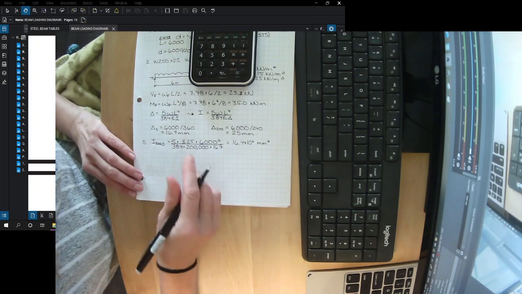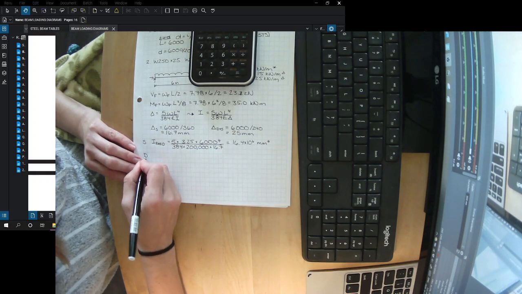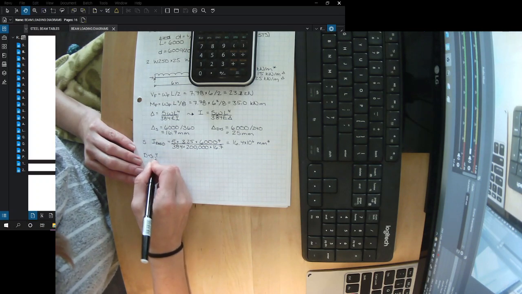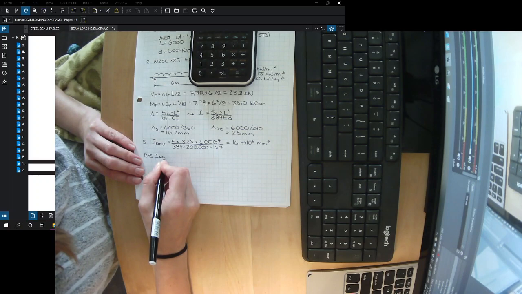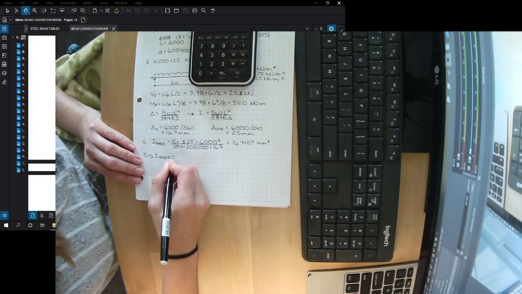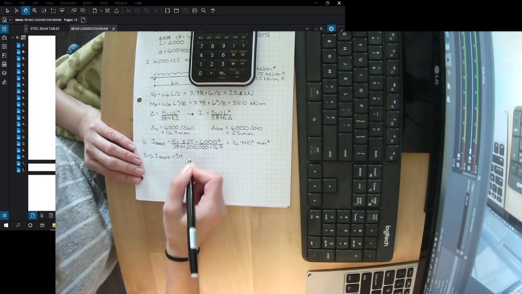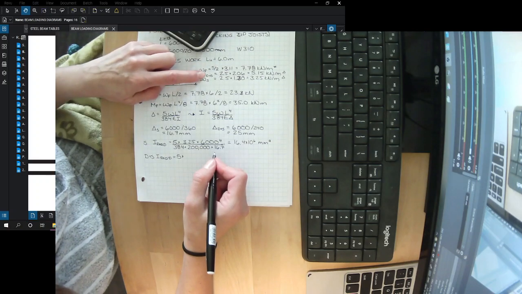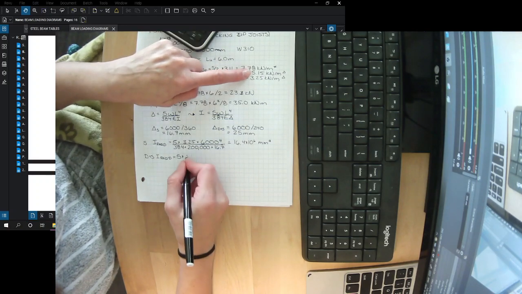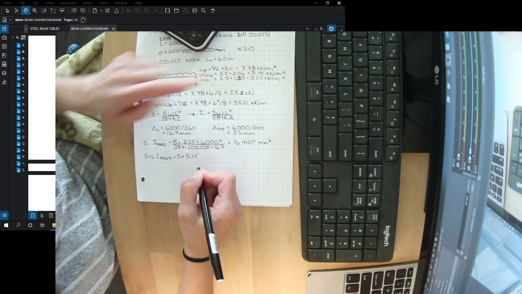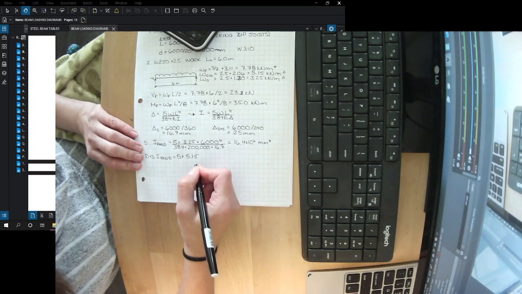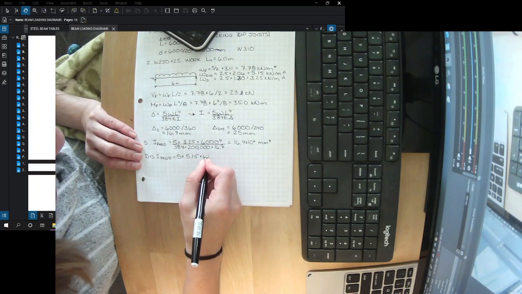We also needed to check our deflection criteria for dead plus snow. So there are actually 2 I requireds here. And for this one, we're using our dead plus snow criteria. So our load is 5.15. Our length hasn't changed.